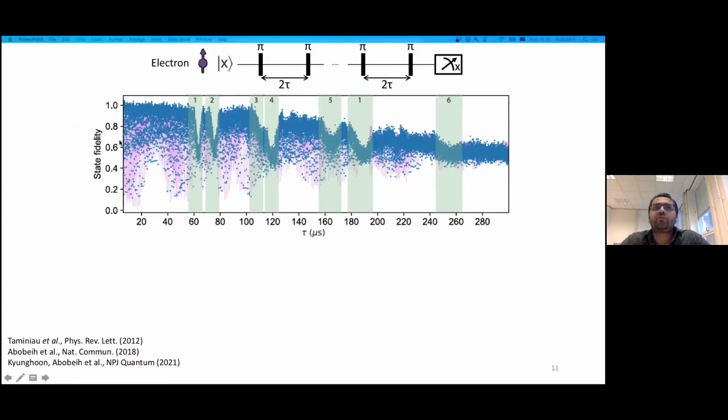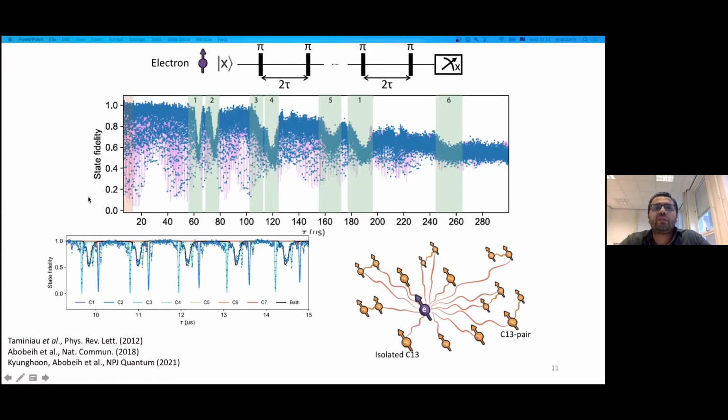So if I would zoom in, for example, on this first part of the signal, we would see a lot of coherence collapses or sharp dips in this signal. And it turns out that these dips correspond to single nuclear spins in the bath. So at each of these dips, the time between the pulses hits the resonance of one of these nuclear spins, and we see a coherence collapse in this signal. In this case, if we just do a manual fit, we will find out that it is explained by 7 single nuclear spins.